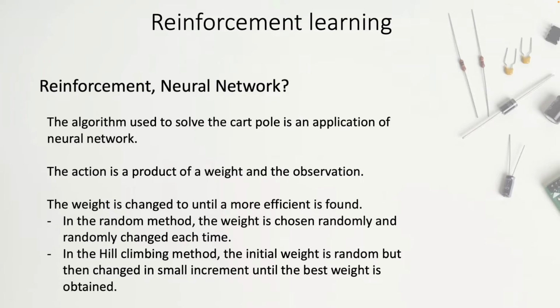In the random method, the weight is chosen randomly and randomly changed each time, after which we pick the weight that resulted in the best action and use that. In the hill climbing method, the initial weight is random, but then is changed in small increments until the best weight is obtained.